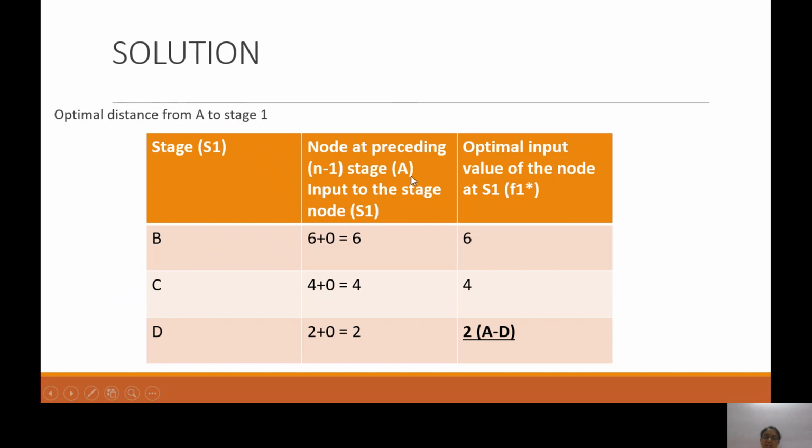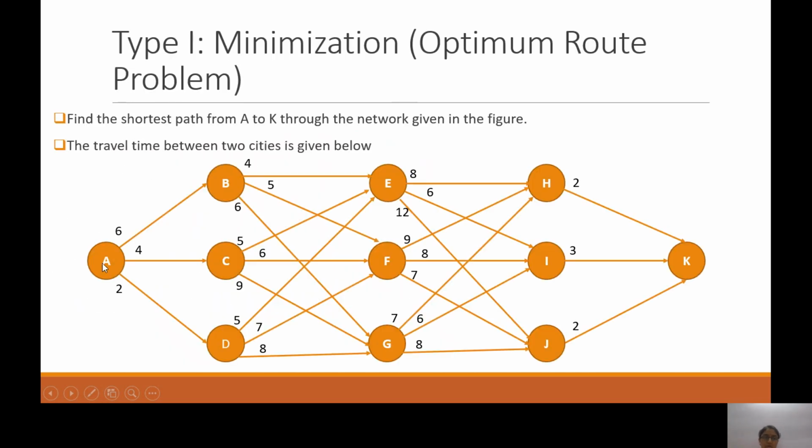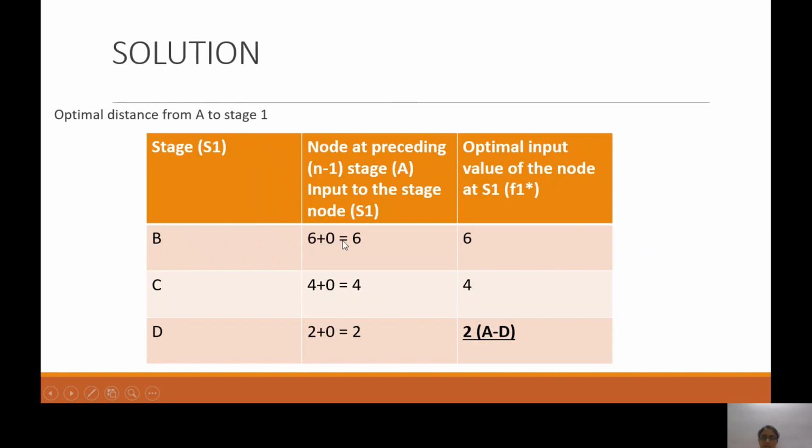So node at preceding stage, that is A, is n minus 1. Input to stage node S1 is 6 plus 0. Earlier it was 0. So moving here, before A there is nothing over there. So 6 plus 0, 4 plus 0 and 2 plus 0. So that is what we have written here. Out of this, minimum is 2.